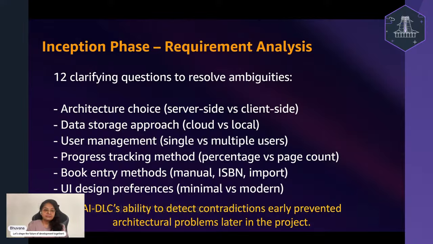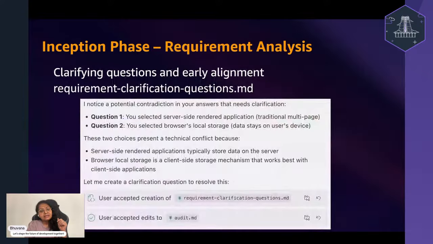And the next phase is requirement analysis. There are 12 clarifying questions to resolve the ambiguities. It asks certain questions and when you give an answer, it'll let you proceed. And the next thing is, if you're giving contradictory answers, if you don't know the technology, you will give contradicting answers, right? If you're giving contradicting answers, it will be able to figure out, hey, you know what? You selected a server-side application and it is using browser storage.